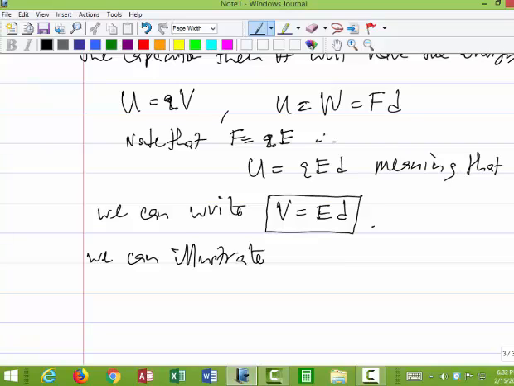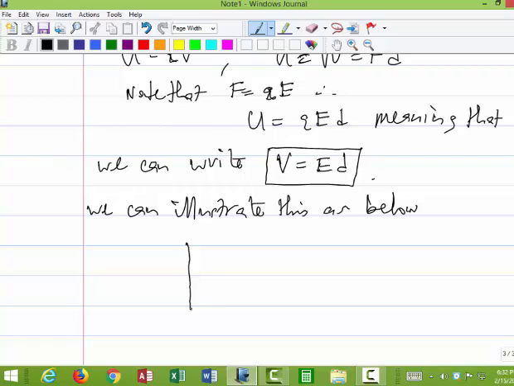So we can illustrate this as below. So we have our plates again. The distance between the plates is D. I'll leave the battery out this time.